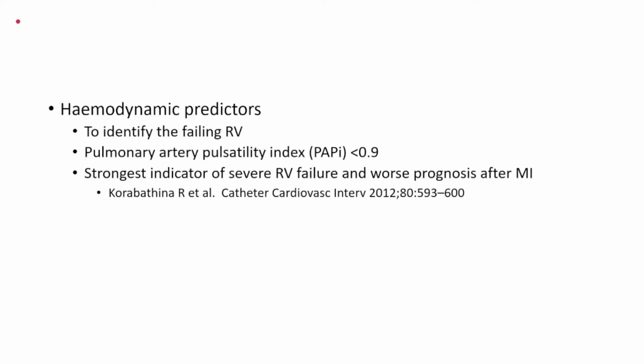Then Swan-Ganz gives us hemodynamic predictors to identify a failing RV. There are a lot of predictors, I'm just picking one. Pulmonary artery pulsatility index is the strongest indicator of RV failure and worse prognosis after MI.